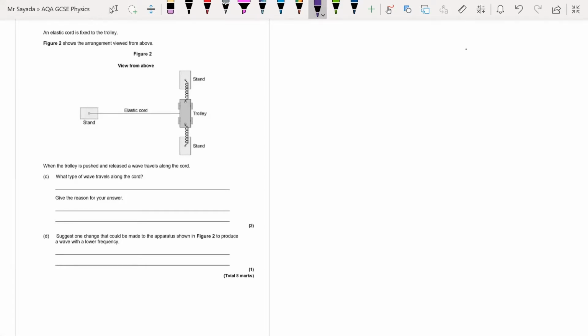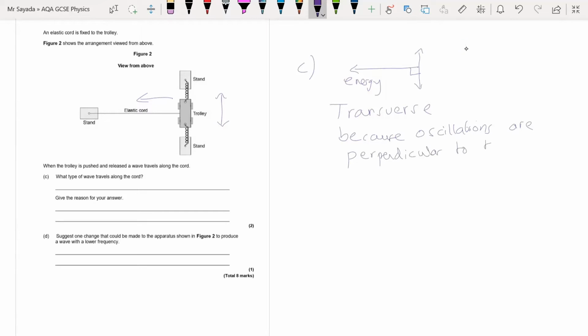So I'm going to go through it. If the trolley is pushed and released, the trolley is going to be oscillating like this. Now, that's going to send a wave along the cord, so that's going to send a wave in that direction. Notice we've got the wave moving in this direction, and we've got the oscillations going in this direction. They are perpendicular, so therefore this is a transverse wave. To explain that, you need to say it's a transverse wave because the oscillations are perpendicular to the energy transfer. So your explanation is really the definition of transverse wave. They're transverse waves because the oscillations are perpendicular to the direction of energy transfer.